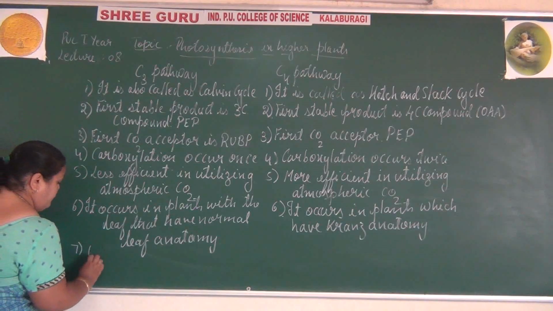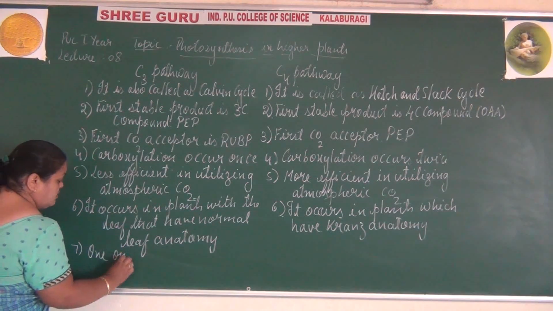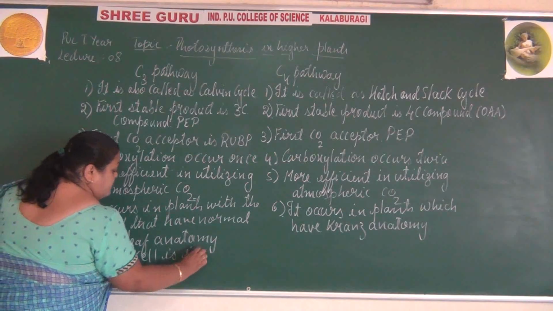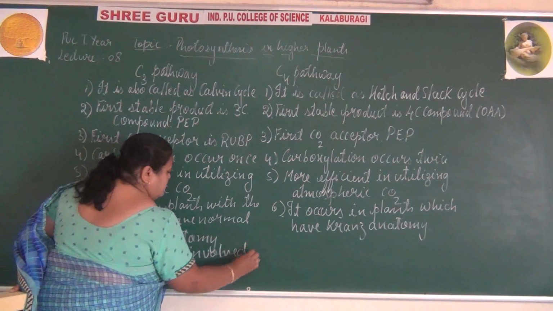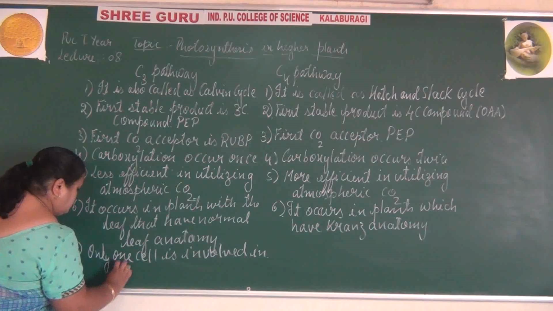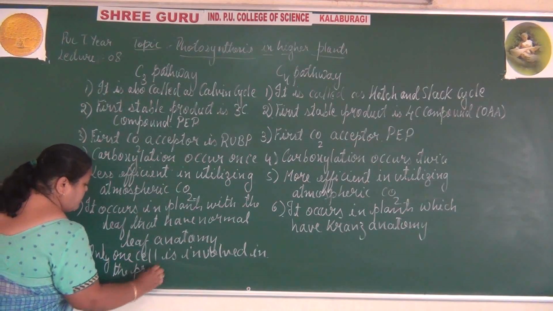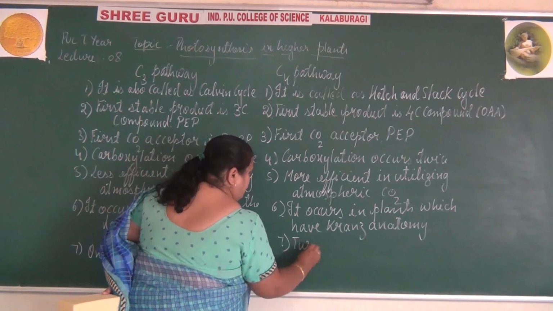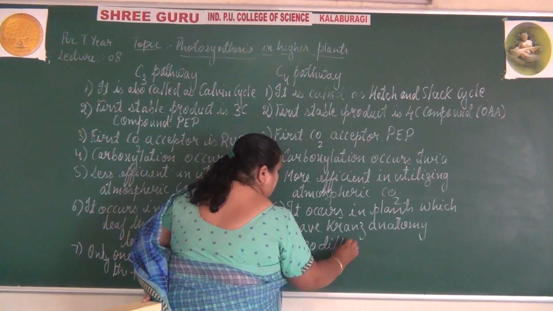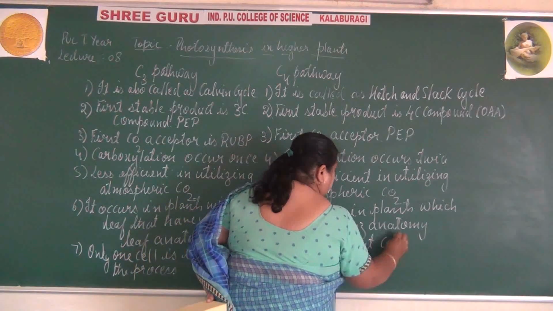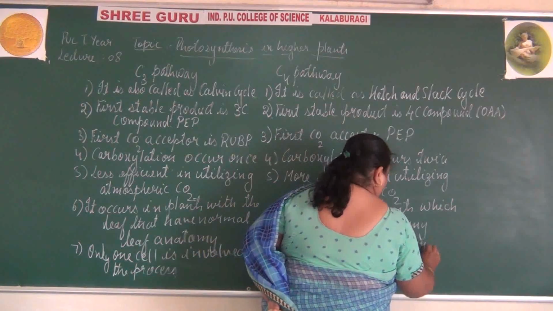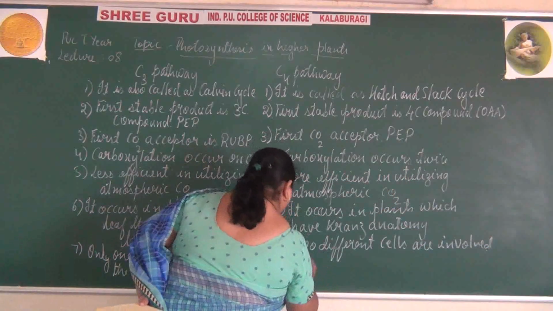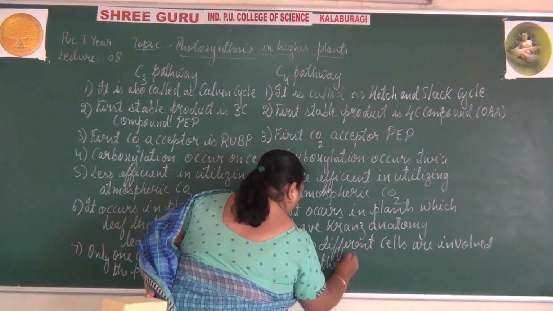You can go with one more point, on the involvement of the cell. Only one cell is involved in the process in C3, while in C4 two different cells are involved in the process.